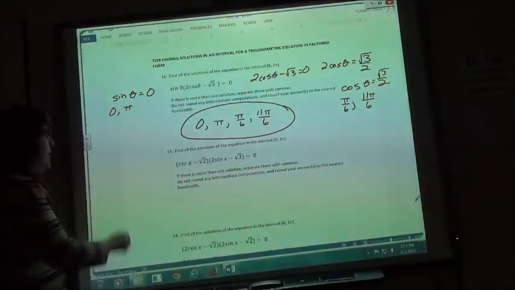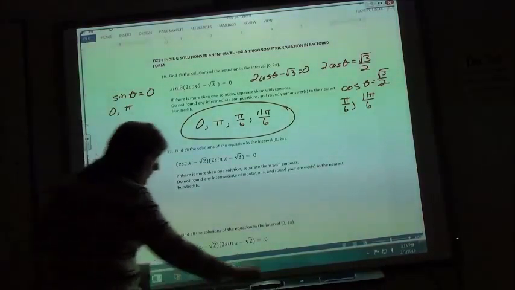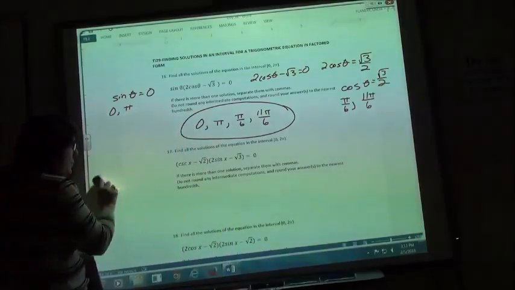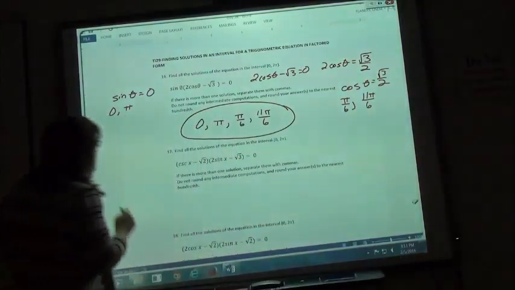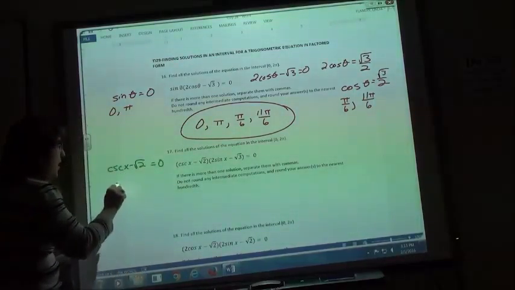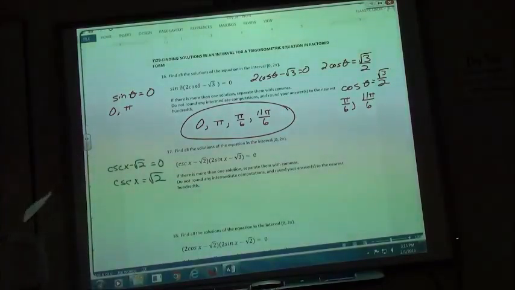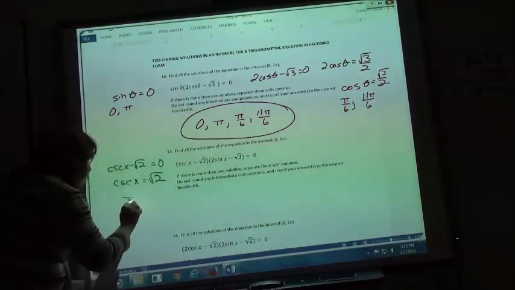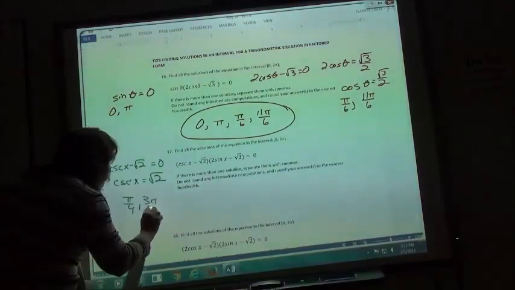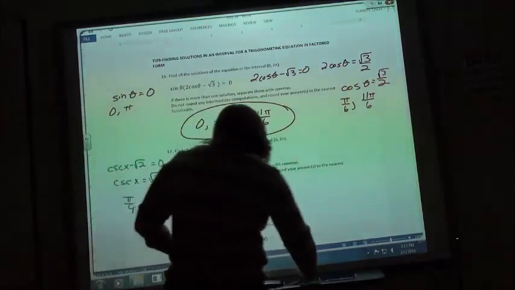So on this one, if my cosecant of x minus the square root of 2 equals 0, then my cosecant of x would equal positive square root of 2. So I'm going to look under my cosecant equals square root of 2 at pi over 4 and 3 pi over 4. So I did that one there. I'm then going to go on the other one.